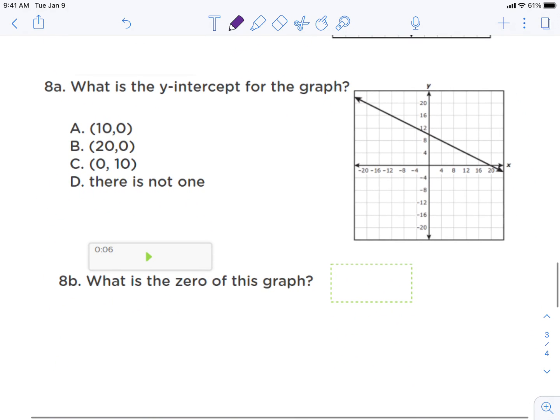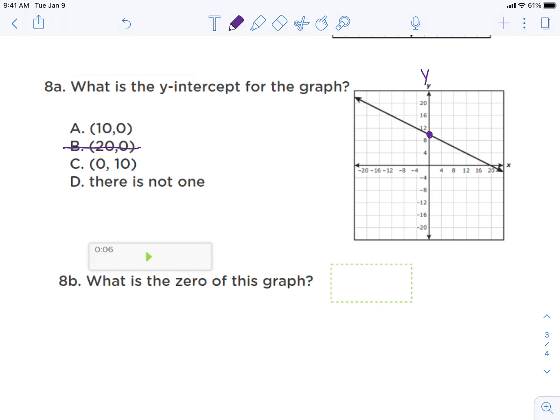So we have to be careful with that. Okay, there's an 8a and an 8b. On 8a it says what is the y-intercept for the graph? Well, here's the y-axis and it's crossing right here. So what we need to know, it's between 8 and 2. So you have to know what number is between 8 and 2. Well, we know 20 is not.